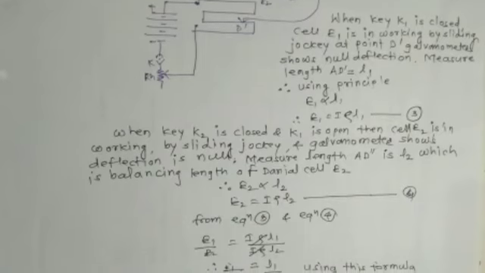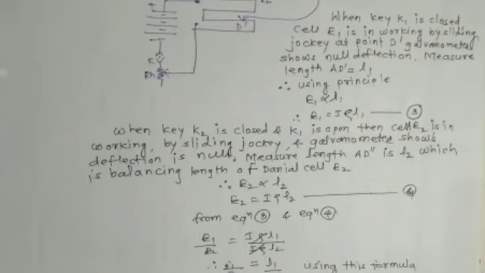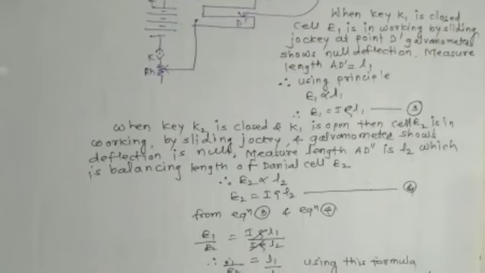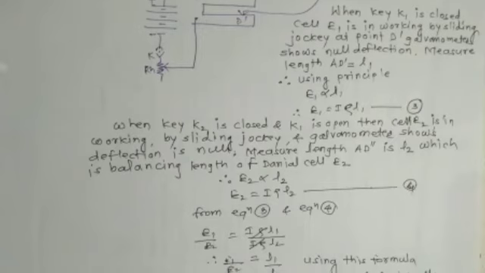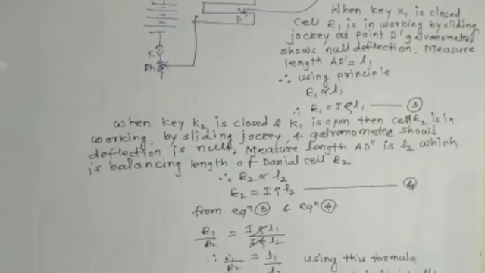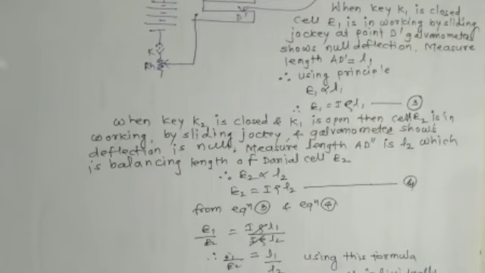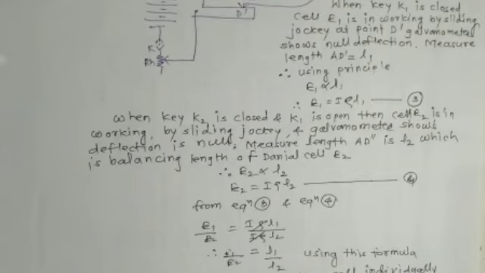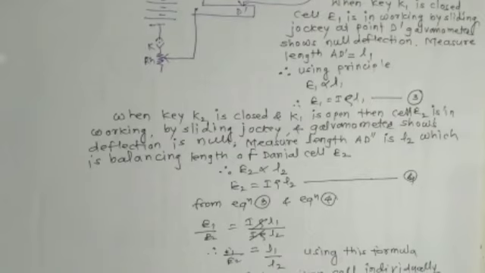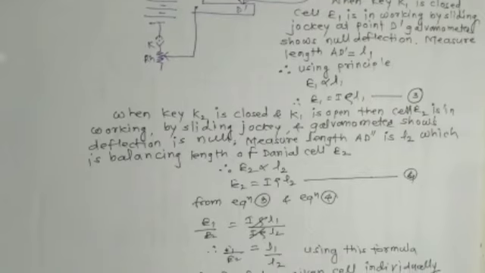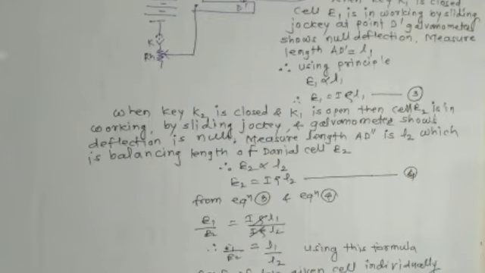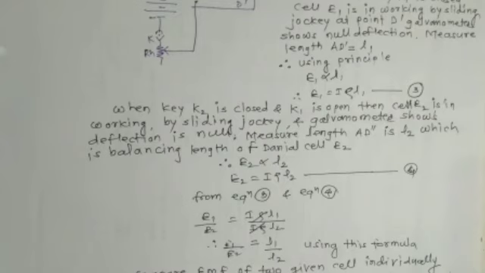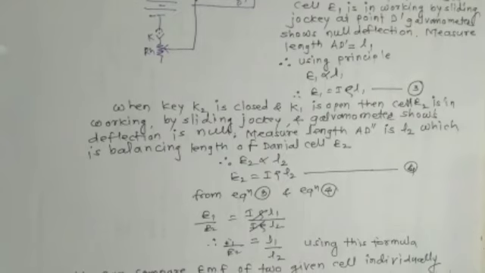When key K2 is closed and key K1 is open, cell E2 is in working. By sliding jockey, galvanometer shows null deflection. Measure length AD dash is L2, which is the balancing length of Daniell cell E2. Therefore, E2 is directly proportional to L2.